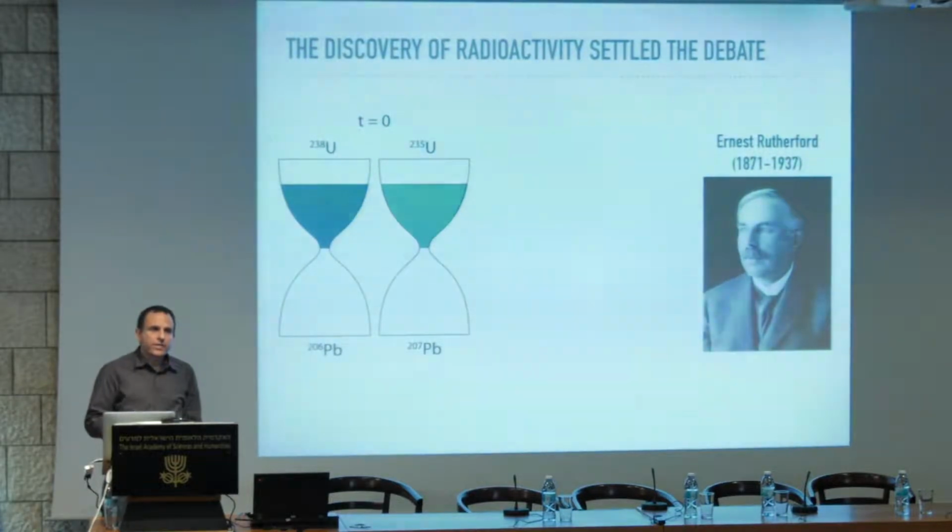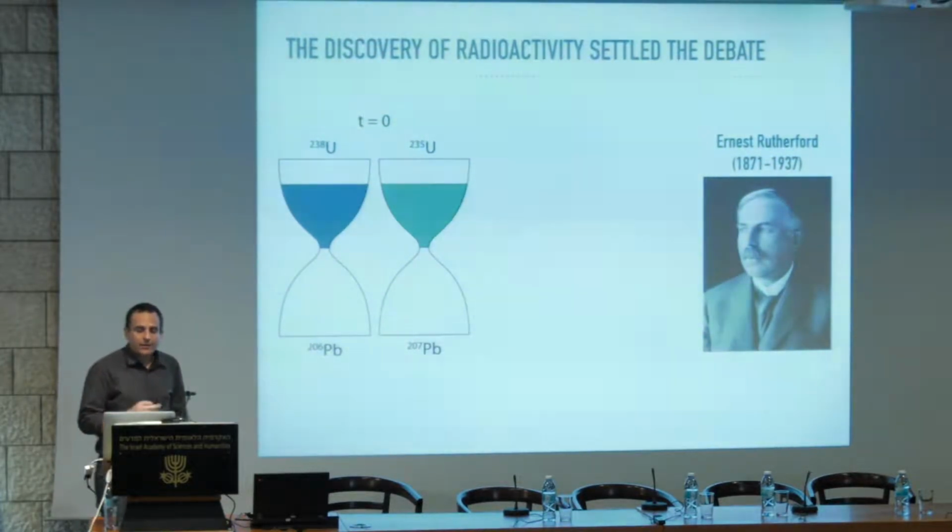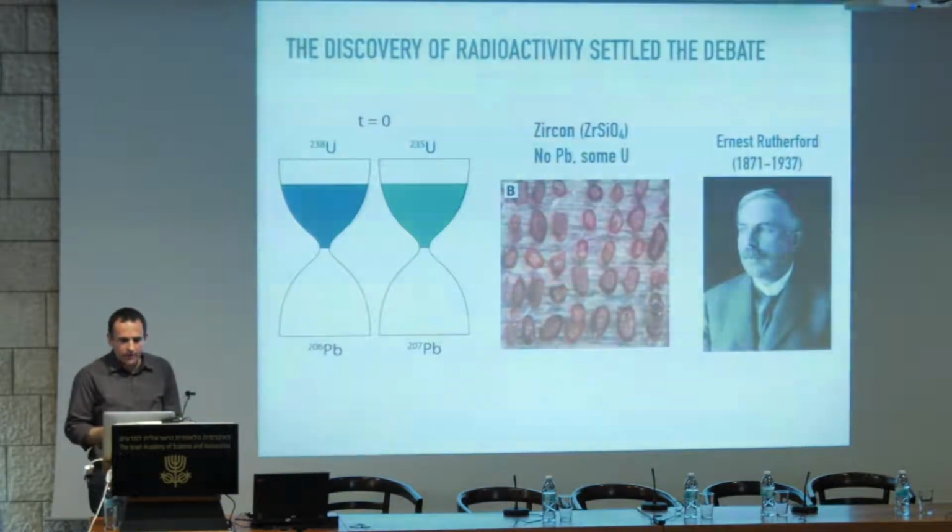So in the early 20th century, Ernest Rutherford, a physicist, realized that this could serve as a chronometer, or a clock, for geologic materials. And he suggested using the decay of uranium-238 and 235 to lead-206 and 207 respectively as a means of measuring time since a mineral formed. So how does this work?